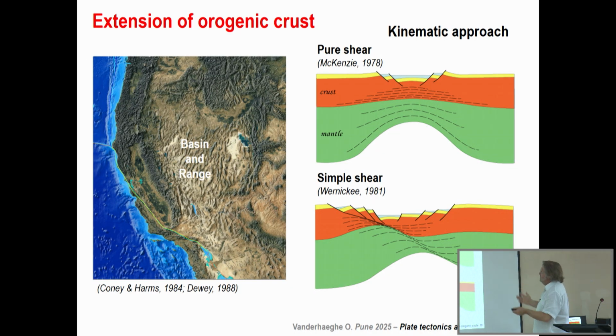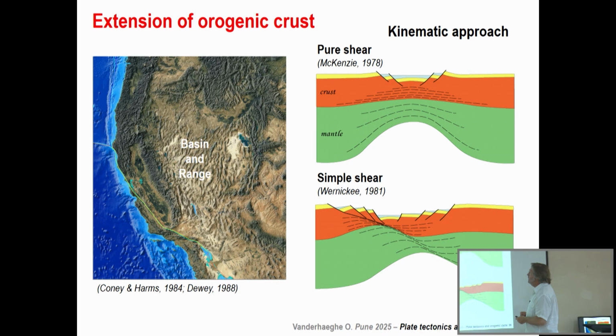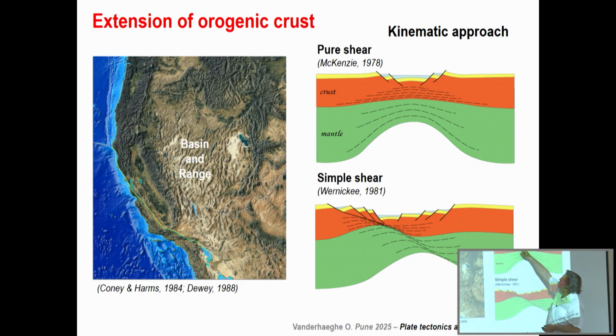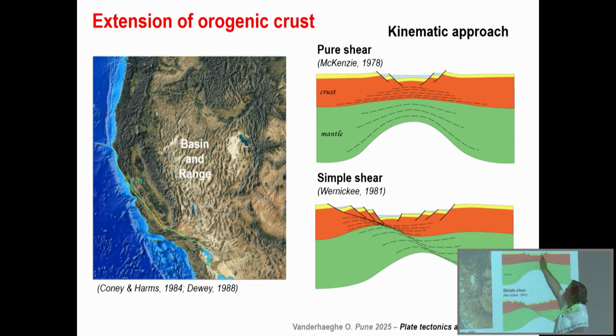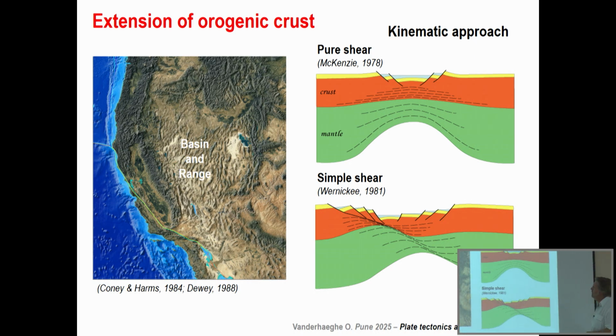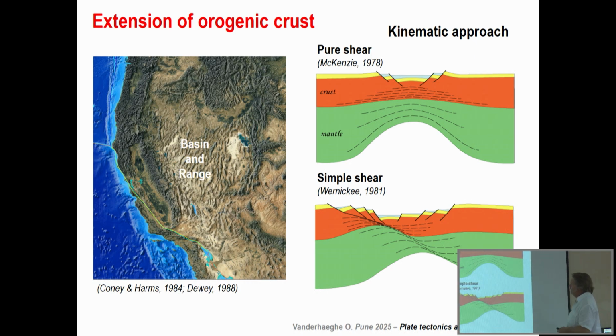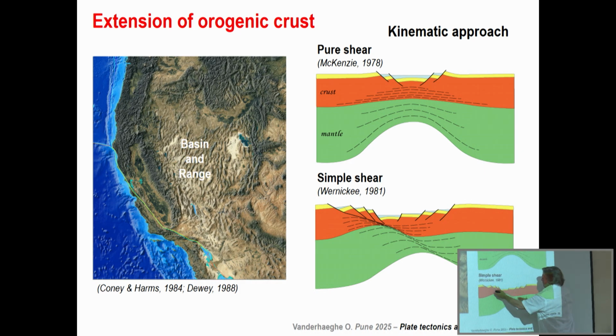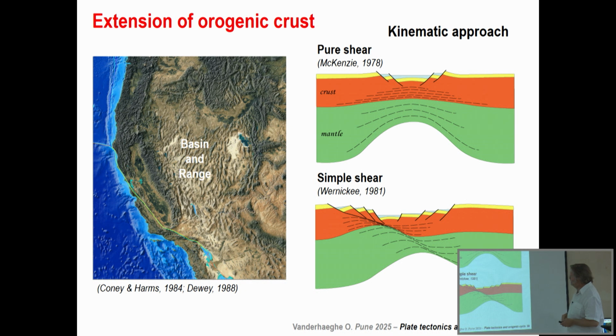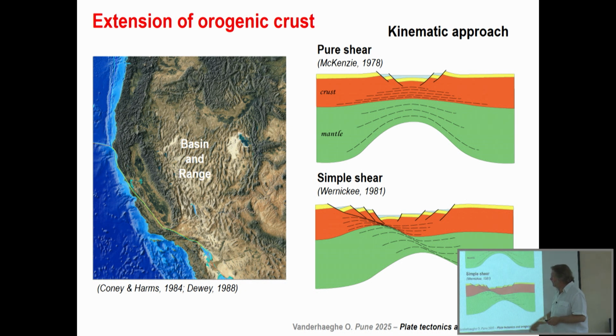So at first, it was addressed by a kinematic approach with the pure shear, simple shear models of McKenzie and Wernicke. Here, a pure shear model explains symmetric distribution of normal faults and the thinning in the ductile crust, more horizontal, marked by horizontal layering and structures in the ductile crust. Whereas in simple shear, there was a shear zone affecting the full lithosphere, crust and mantle.